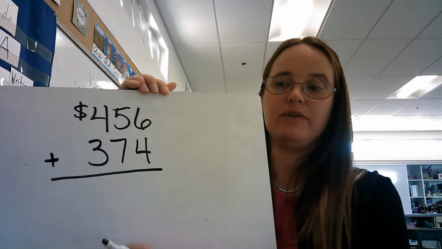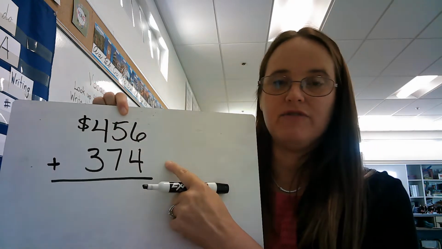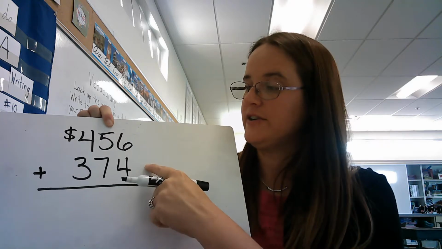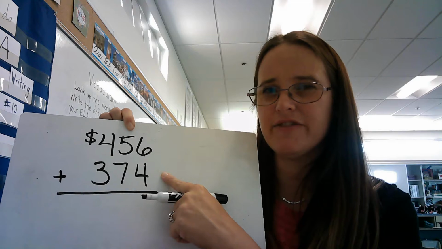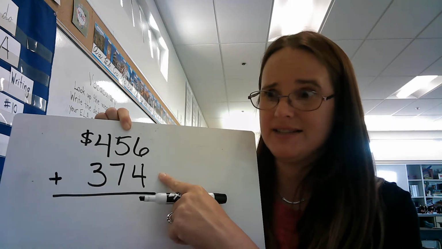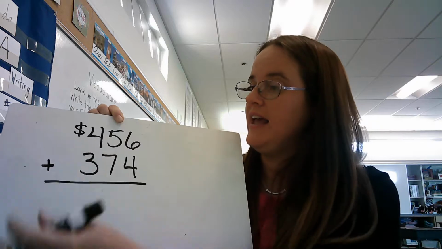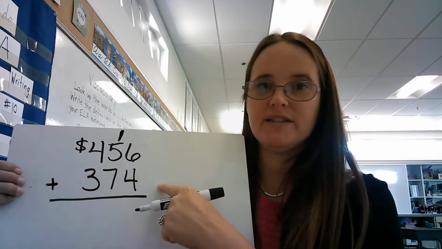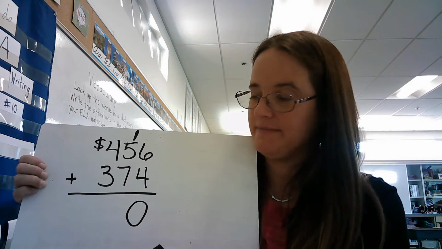So we are adding, we have $456 for the paint, $374 for the tires, and we add our ones first. I have 6 ones plus 4 ones. Can I make a trade for a 10? Yeah, 6 plus 4 is equal to 10. So I'm going to trade those in, end up having an extra 10 over here. And how many ones would I have left? 0, because 6 plus 4 is exactly 10.